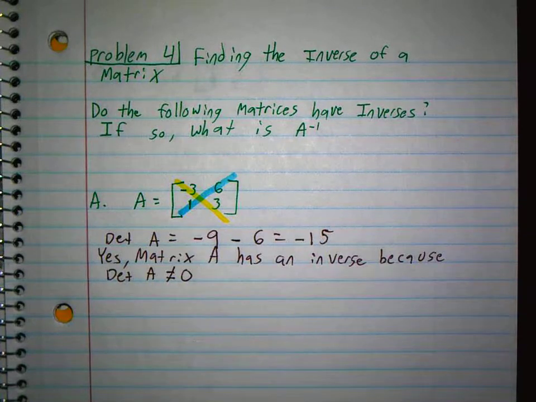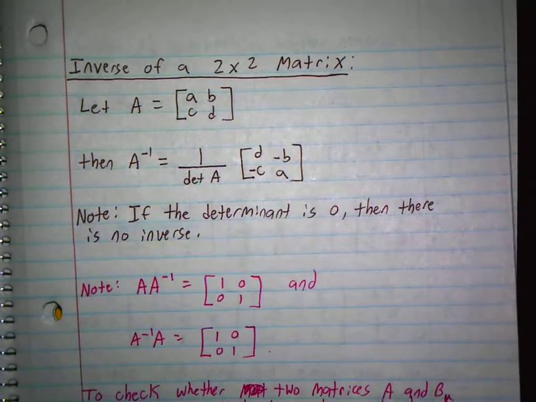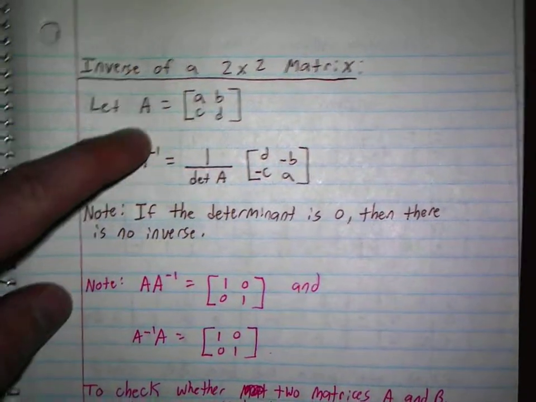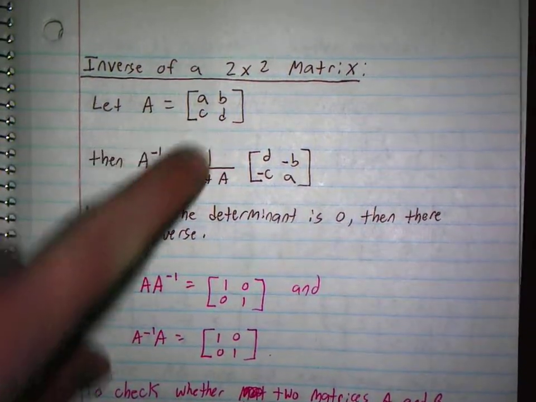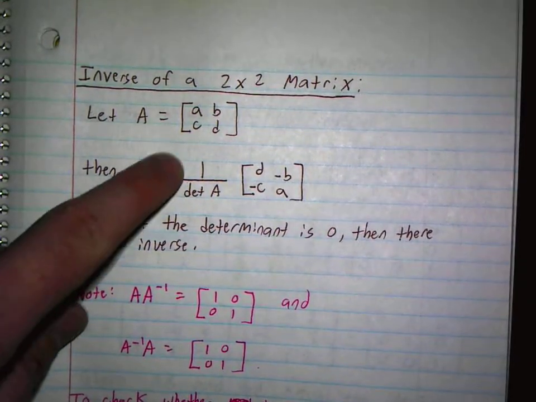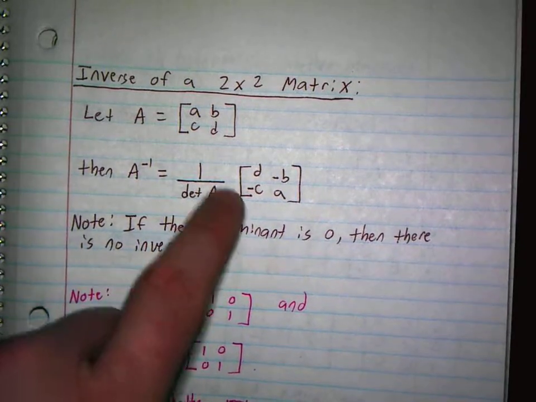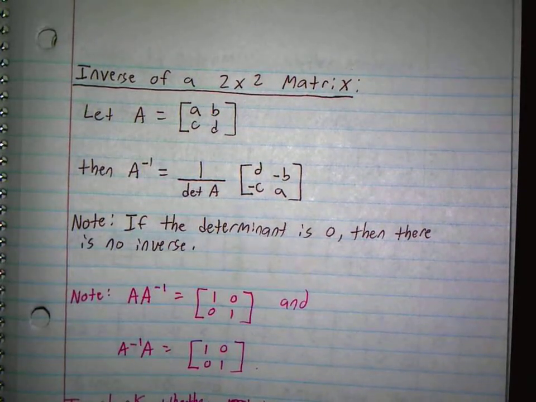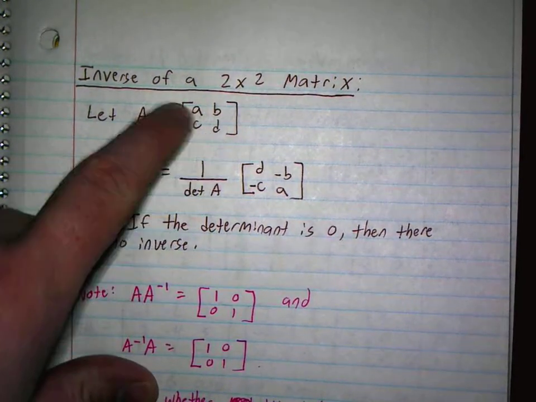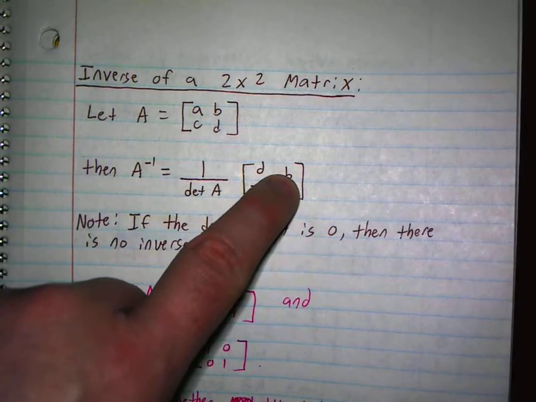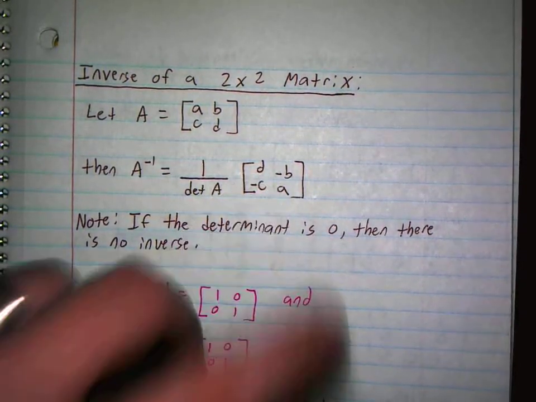So it says, what is A inverse? A inverse means what is the inverse? And so you have to remember in your notes what the formula for the inverse of a 2 by 2 is. Okay? It says if you have matrix A, then to find A inverse, you take 1 over the determinant, which is the same thing as dividing by the determinant. You take the A and the D and you swap them. So the D becomes the A and the A becomes the D. And you take B and C and keep them the same, but you change the sign. Okay?